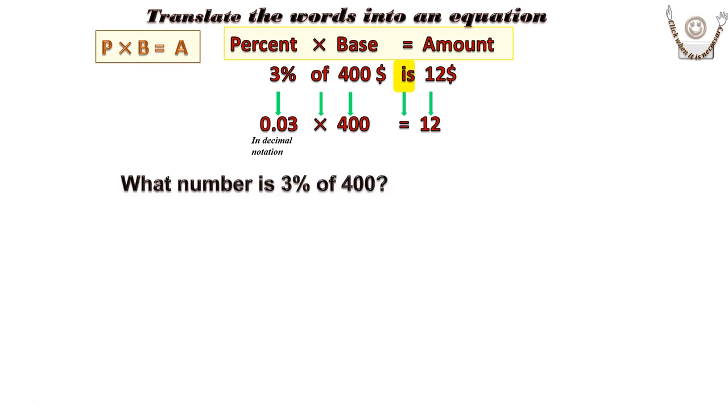First type of equation. What number is 3% of 400? We are looking for the amount. The corresponding equation will be x equals 0.03 times 400. Because what number we don't know, this is what we show as a variable x, is the sign equal. 3% we have to show in decimal notation, it will be 0.03, of is multiplication, 400 is 400.